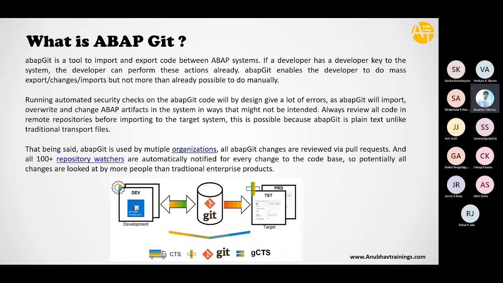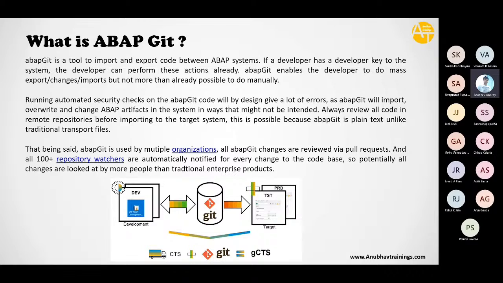If a developer has a developer key to the system, the developer can perform actions already, just like a normal ABAP developer. ABAP Git enables developers to do mass export, changes, and import, but not more than is already possible to do manually. Something which is not manually possible, you can do with the help of Git without even using the transport request. Yes, that's the main advantage.